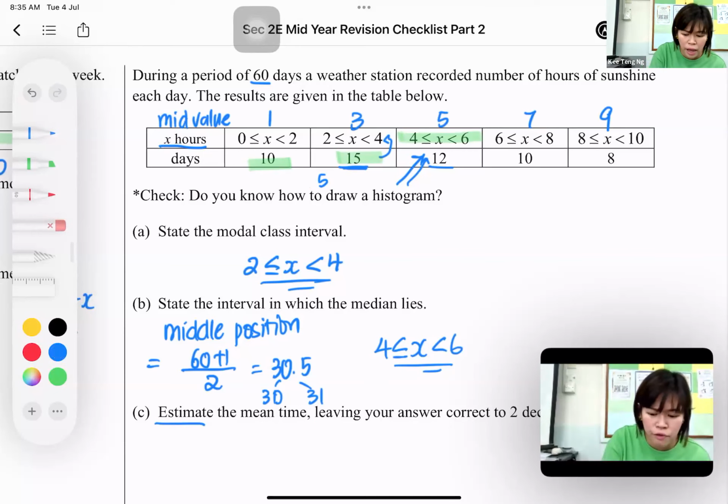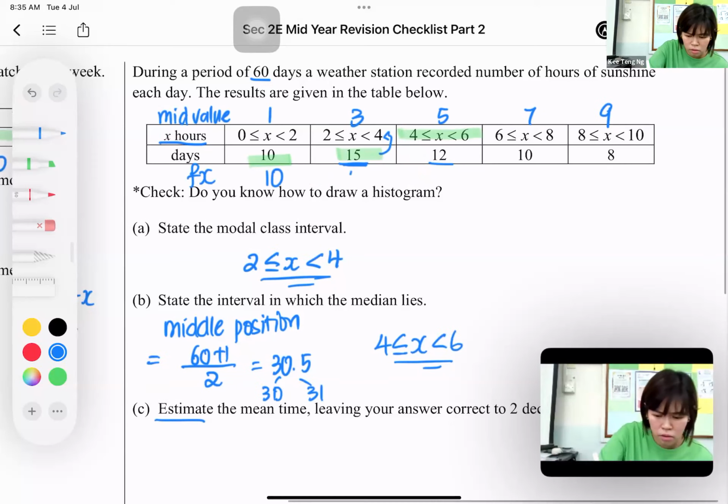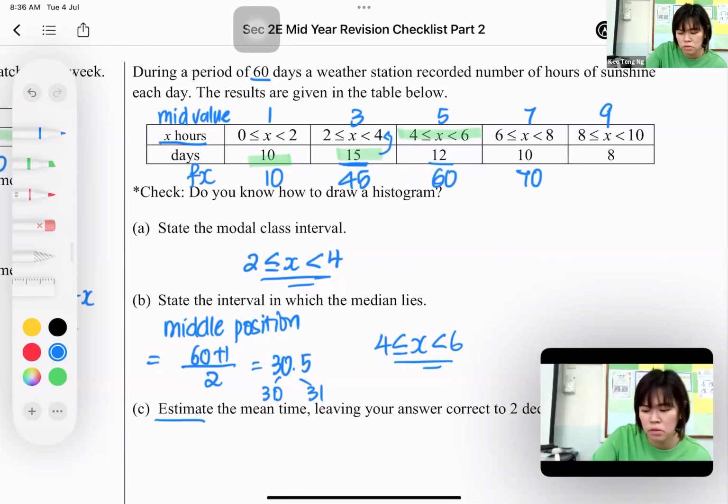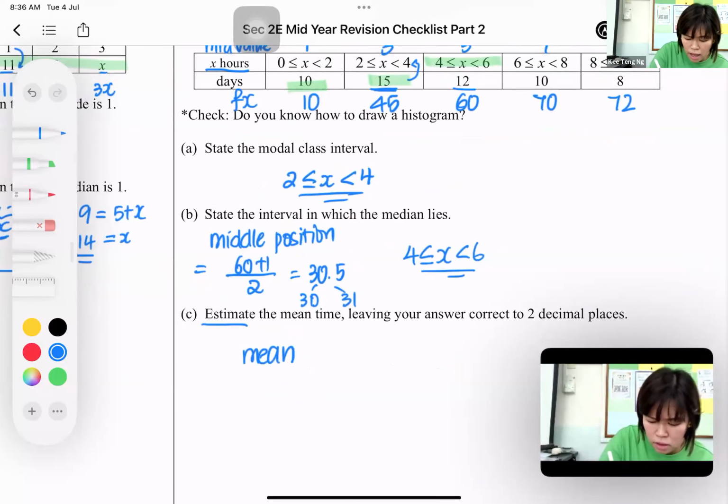Then now I'm going to find, as usual, fx. So mean is still summation fx over summation f. So let me find my fx. 1 times 10, 3 times 15, 5 times 12, 7 times 10. Then I find my summation fx, estimated mean.